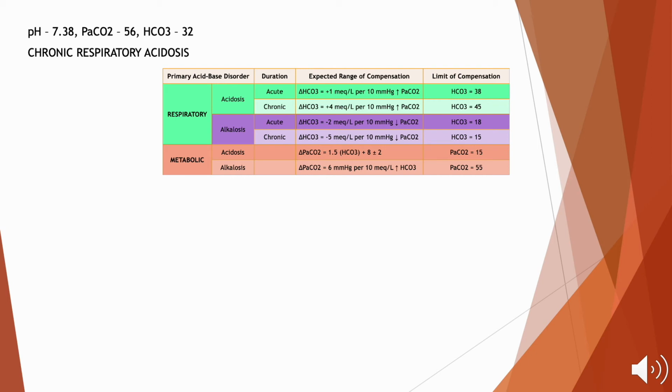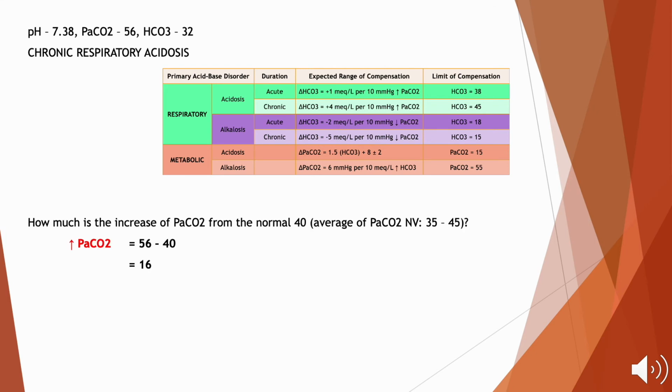Based on what we have known earlier, if there is already an increase in the bicarbonate and it has been more than 3 to 5 days, it is said to be chronic. Thus, we can consider this case as a chronic case of respiratory acidosis. Now, let's evaluate the appropriateness of the compensatory response of the kidneys.